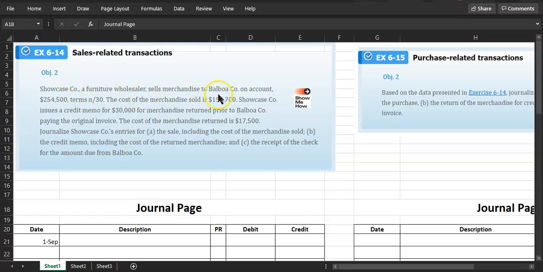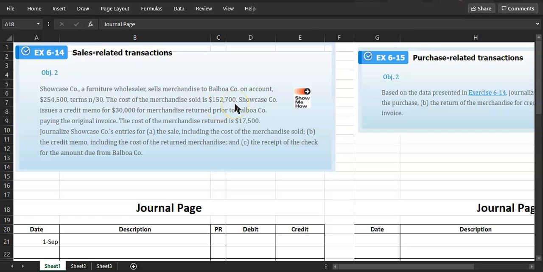They're a wholesaler. They're selling to Balboa. They're selling something in the amount of $254,500. Terms net 30. This N/30 means net 30. The balance is due in 30 days. While the sales amount is $254,500, it cost us $152,700.